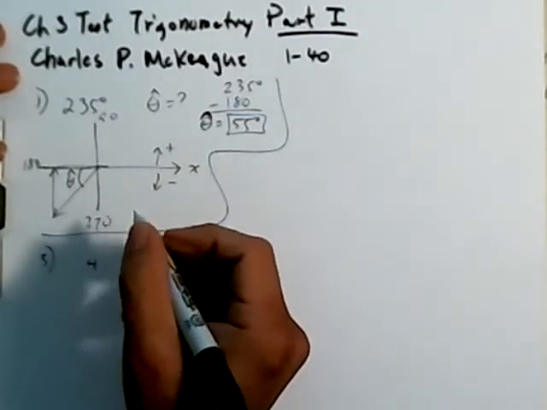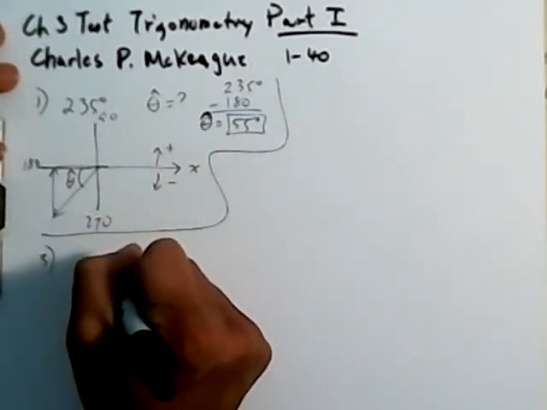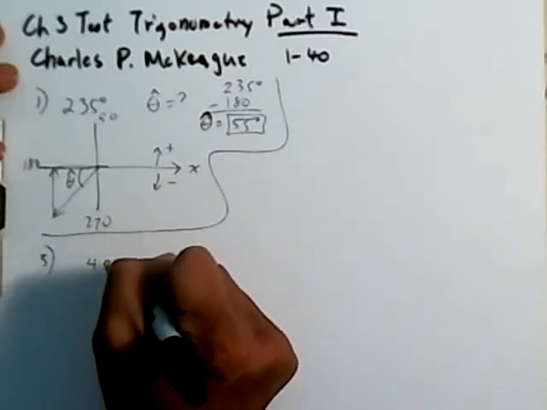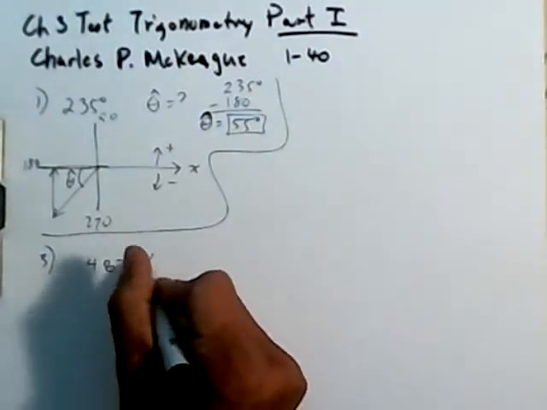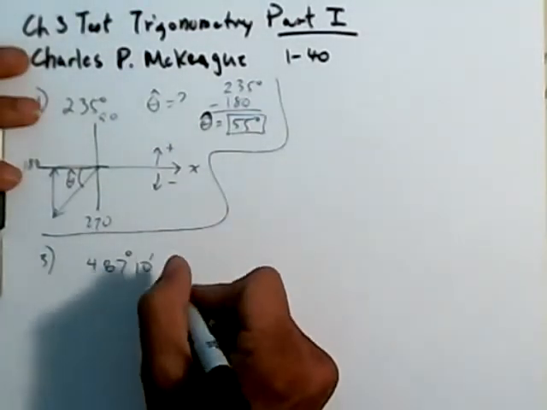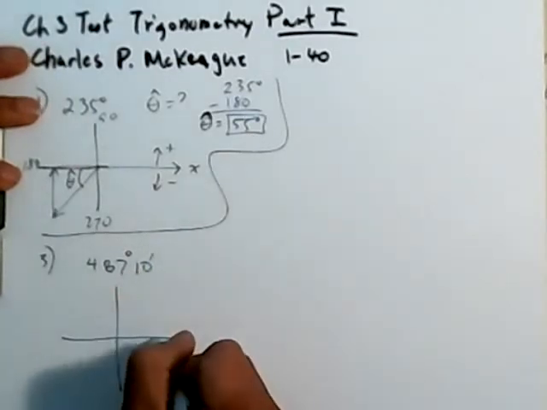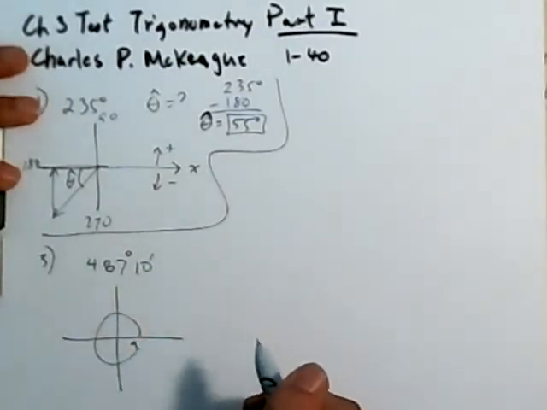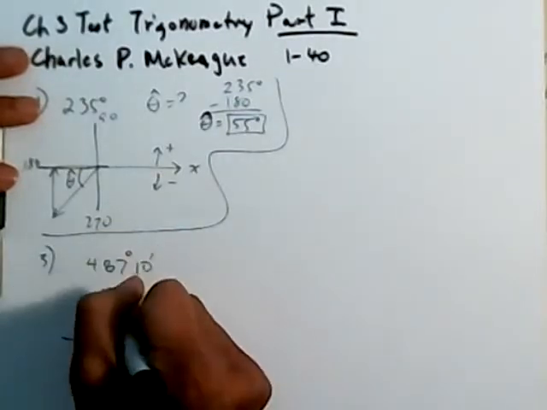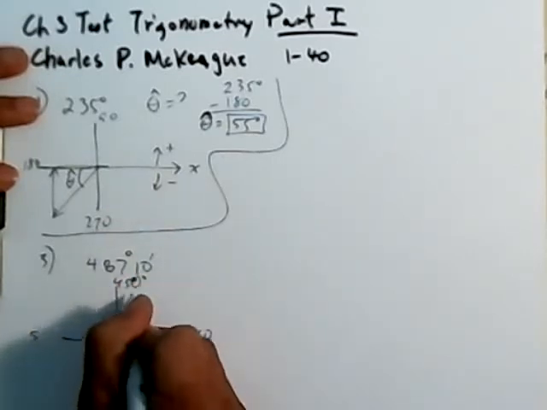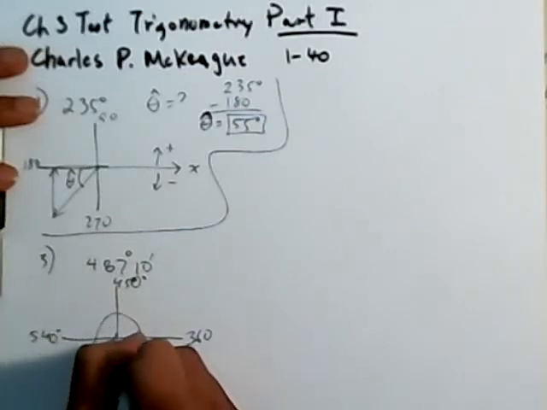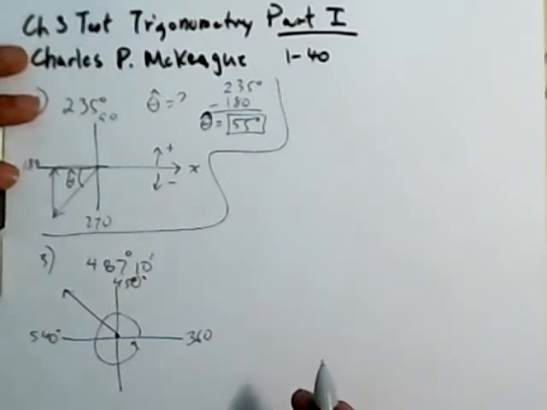I'm going to use a little bit different numbers, like 487 degrees and 10 minutes. I want you to figure out what that is in drawing it out and the reference angle. A whole circle is 360 degrees. That's 450 degrees. It's going to be a little bit past 450, before 540 degrees. So it's going to be in quadrant 2 somewhere, radiating out from the origin. So there it is. We drew it out.